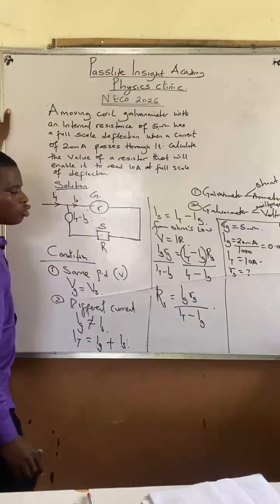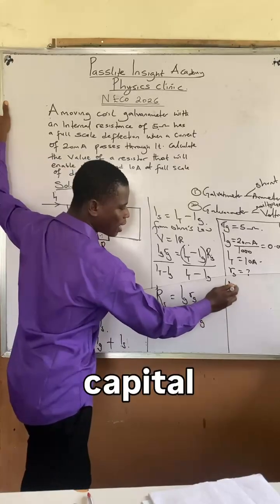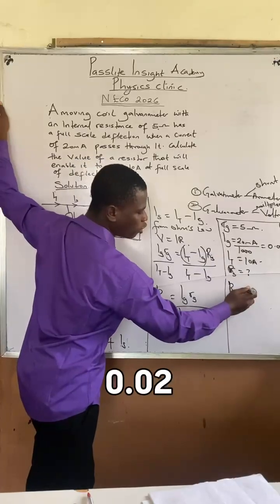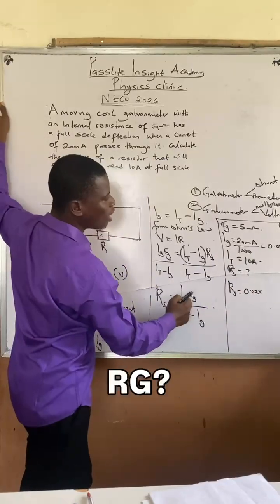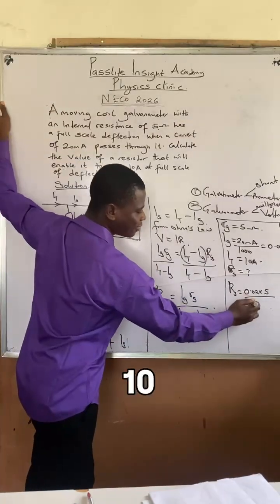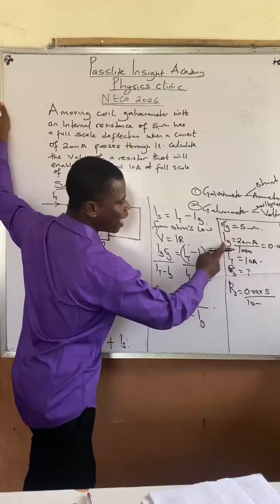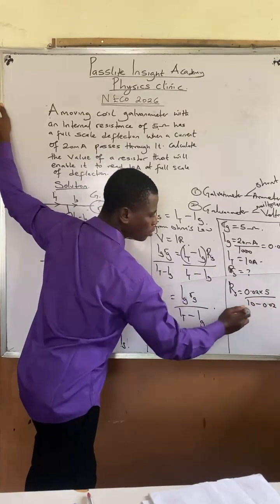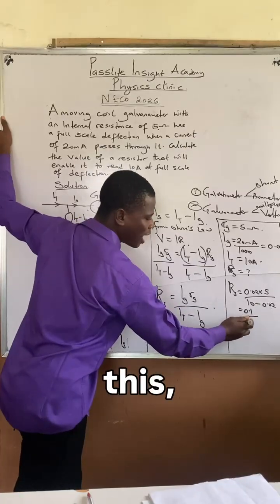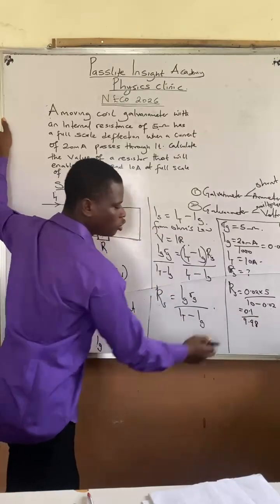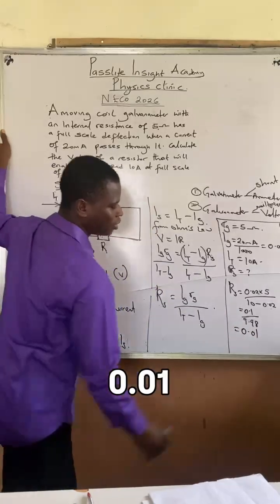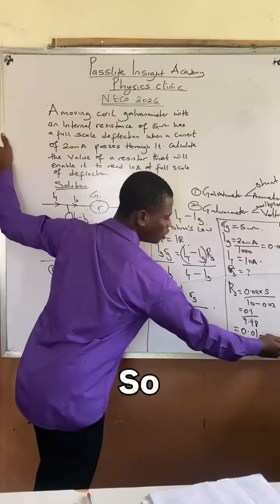So substitute the values here. R of the shunt equals IG, what is IG on the board? 0.02, times what is RG? 5, all over what is I total? 10, minus what is IG? 0.02. So we have 0.1 over 10 minus 0.02, which is 9.98. When you divide this, you have approximately 0.01 ohms. So this is your final answer.